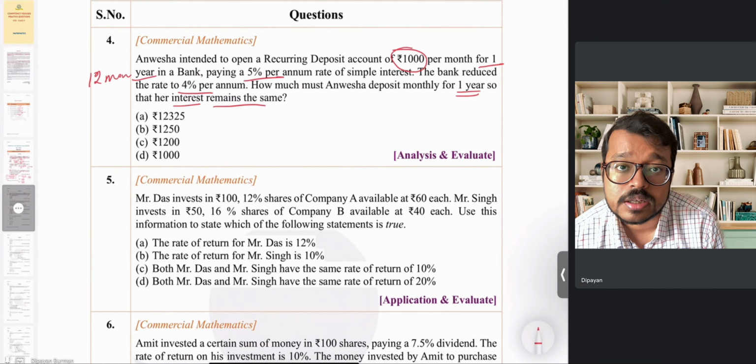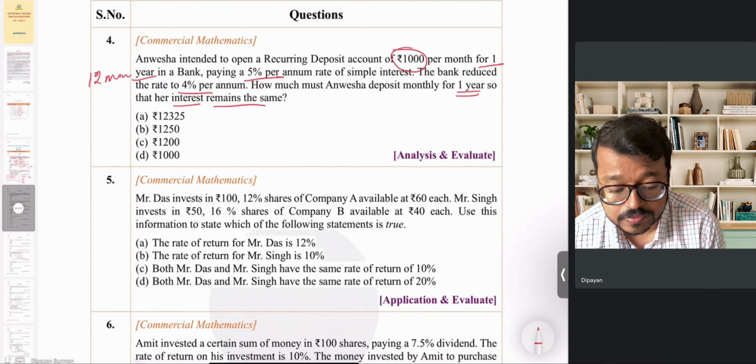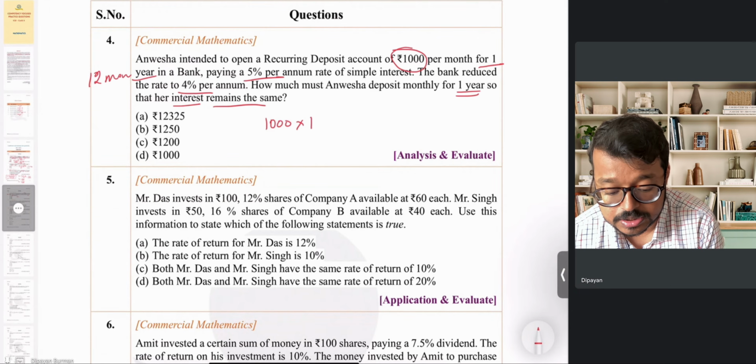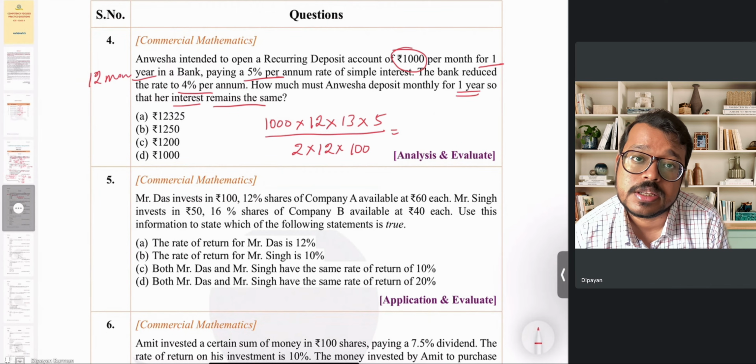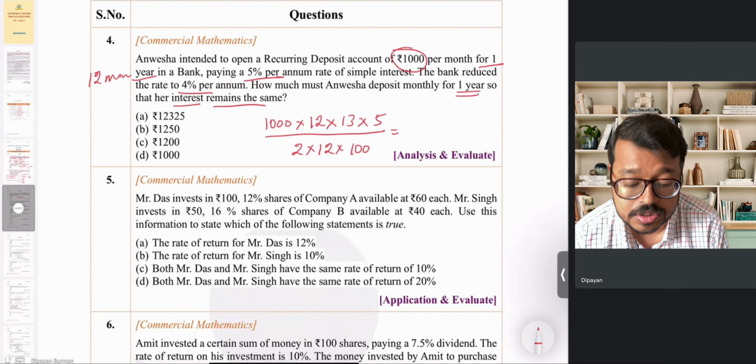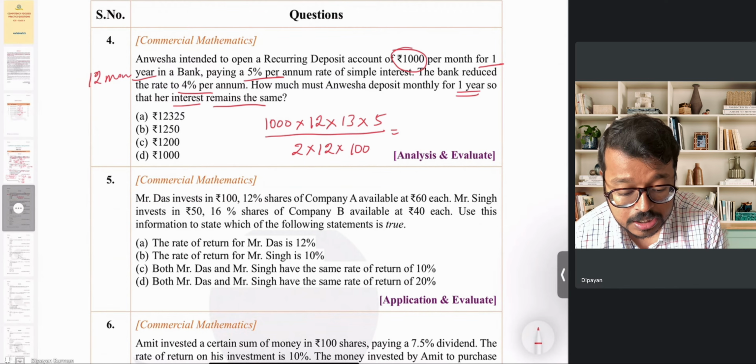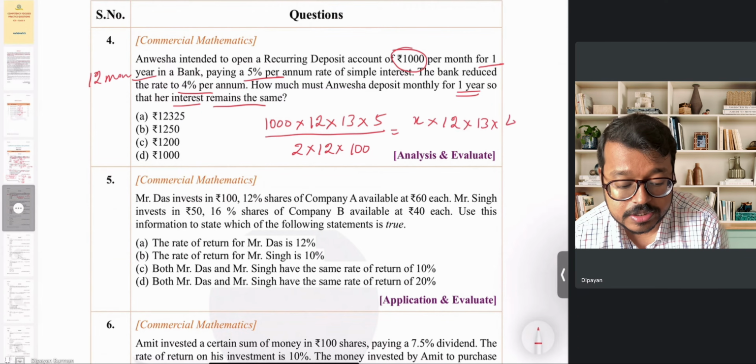So we can look at interest for the two different situations. For the first situation, interest will be your monthly deposit 1000 into number of months, which is 12, into one more than that, which is 13, and rate is 5, divided by this much. This is the interest in the first situation, and I want the interest to remain the same in the second situation when the rate is reduced. So let's say in the second situation, your deposit is X rupees, same time period, rate of interest is 4, and again the same denominator.